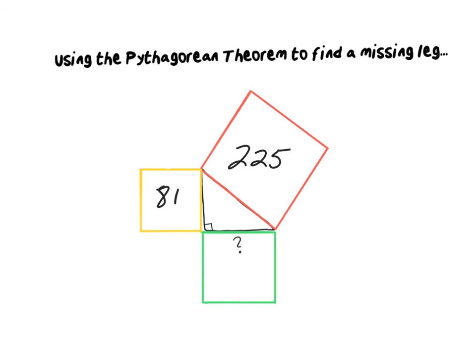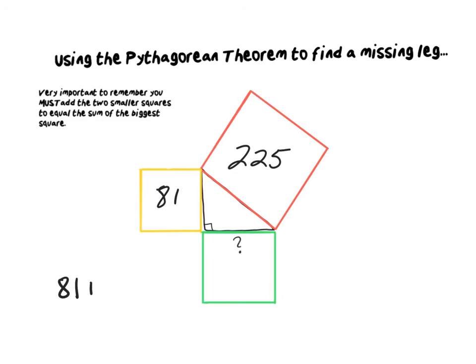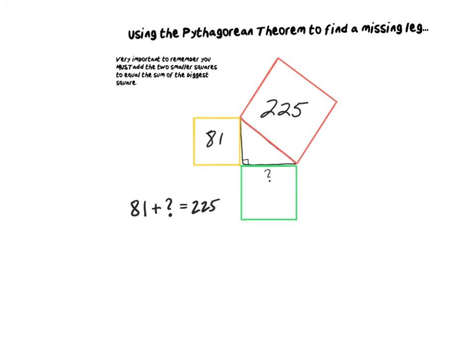And we still have to figure out the value of the missing box. So 81 plus what number is 225? Subtract 81 on both sides, minus 81 and minus 81 there. That gives me 144. So I know my box is worth 144.